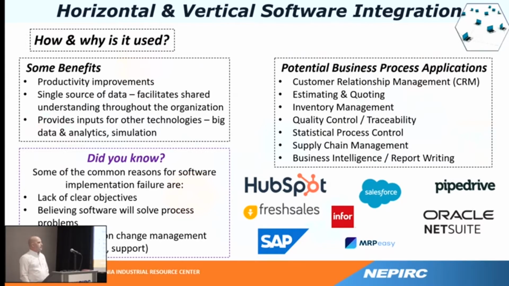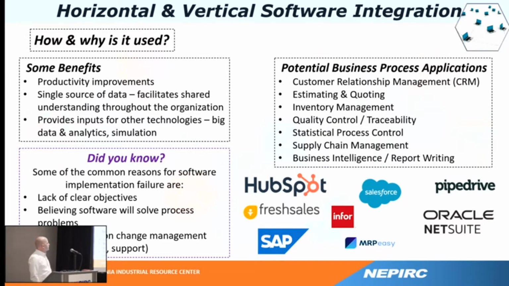Inventory management. If you may think you're low on a product, you can pull out your cell phone, pull out your laptop, and check instantly to see if the product is in-house. Supply chain management, business intelligence, and report writing. Gone are the days where you have to sit down and enter all this data once a month. It does it automatically. You can see here are some of our examples that are out in the industry.